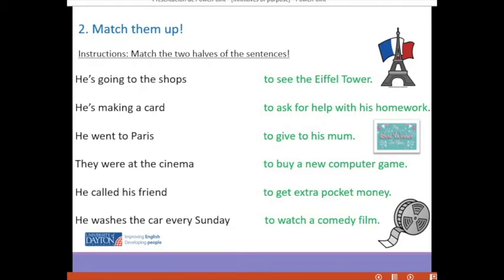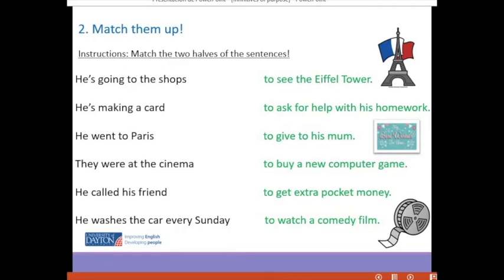So why is this the correct option? He went to Paris to give to his mom. No, probably not. To buy a new computer game, to get extra pocket money. Do you know this expression, pocket money? Pocket money is a little money, not too much. Sometimes when we are kids and we help at home, cleaning the house, probably your mom, probably your dad, they give you a little money, maybe $1, a few pesos, for you to buy candy.